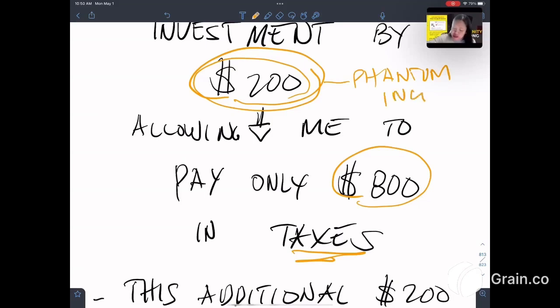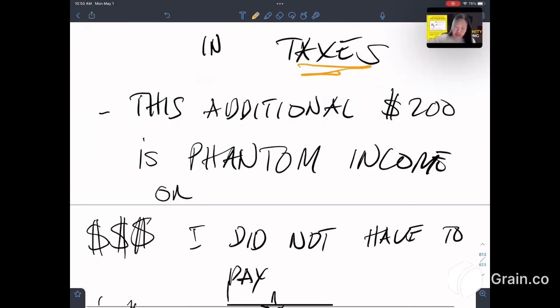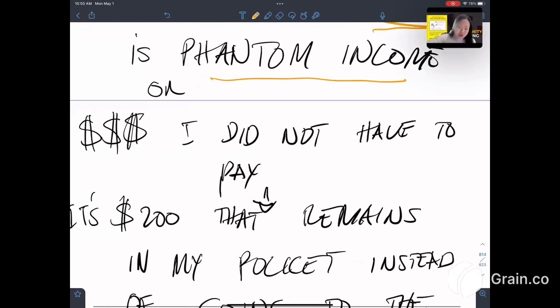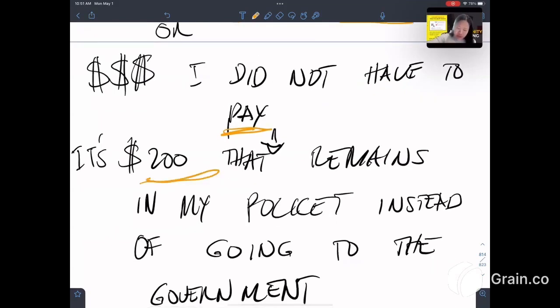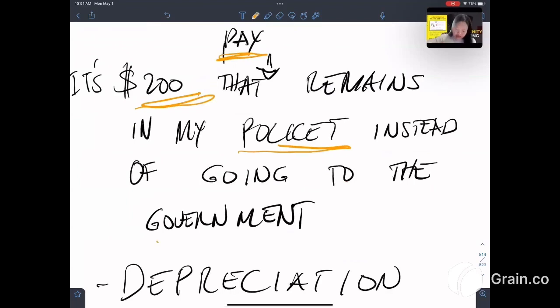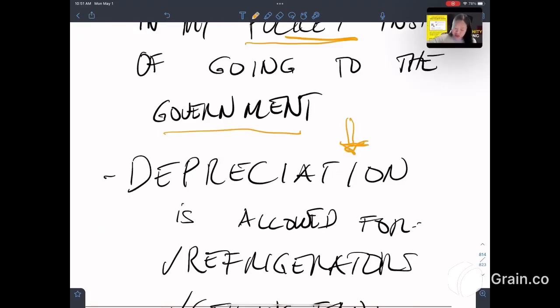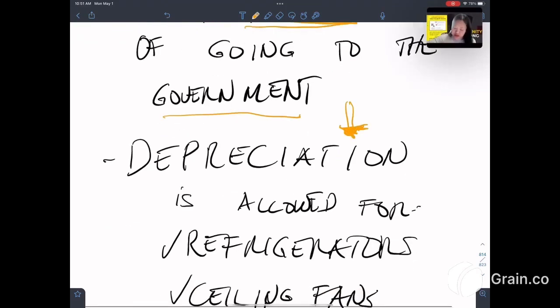Phantom income is income that I do not see, income that shows somewhere else. So this additional $200 is the phantom income, or money I do not have to pay taxes on. It's this $200 that remains in my pocket, in your pocket, instead of going to the government because of depreciation.